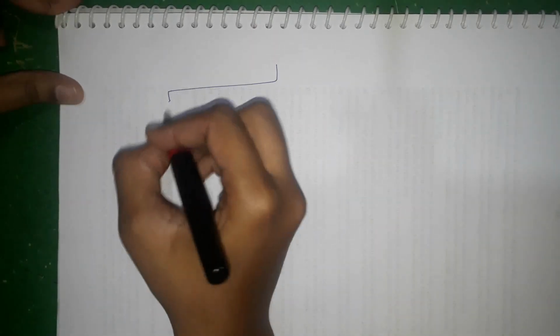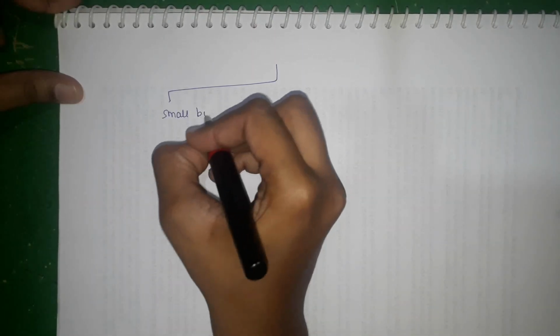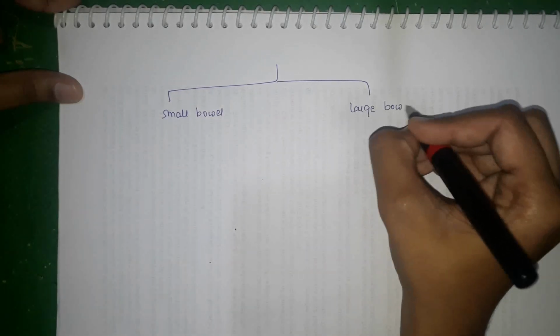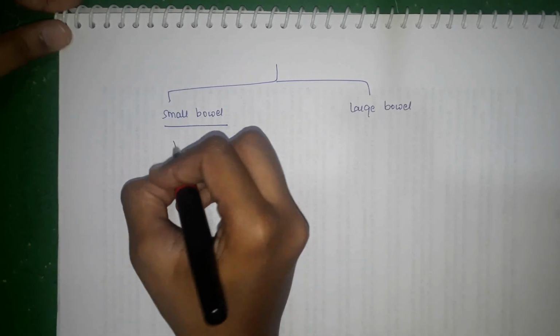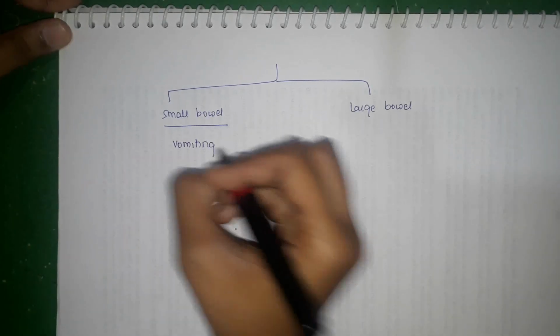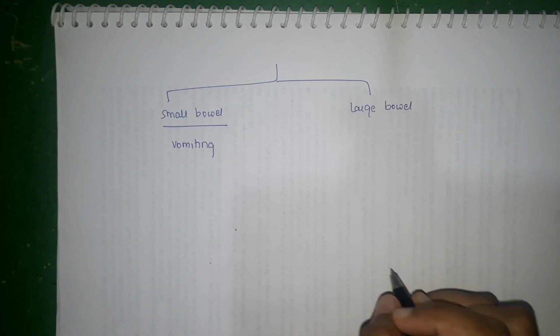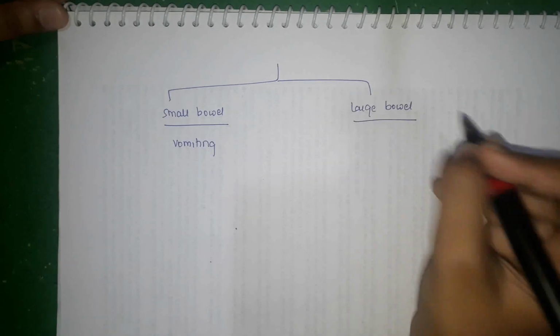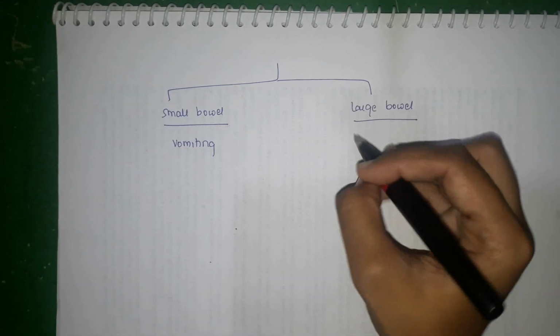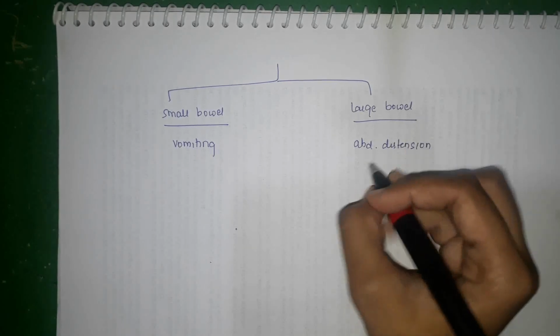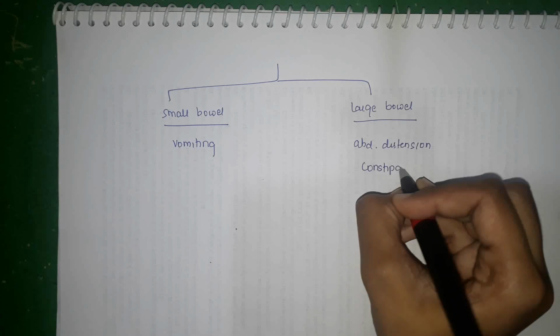One more important thing is you have to differentiate between small bowel obstruction and large bowel obstruction, mainly based on the clinical features. In small bowel obstruction, vomiting is a very predominant symptom. Always remember, the more proximal the obstruction, the earlier the vomiting. The more distal the obstruction, the later the vomiting. Whereas in large bowel obstruction, the more distal the obstruction, abdominal distension occurs very fast rather than vomiting. And constipation occurs very fast in case of distal obstruction.